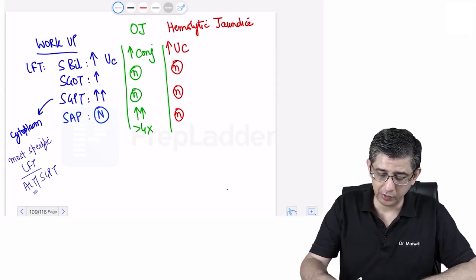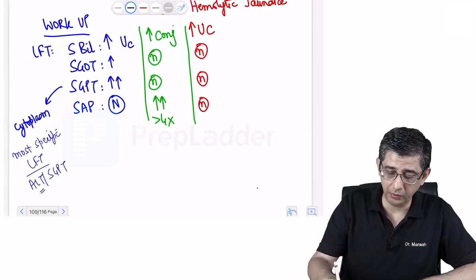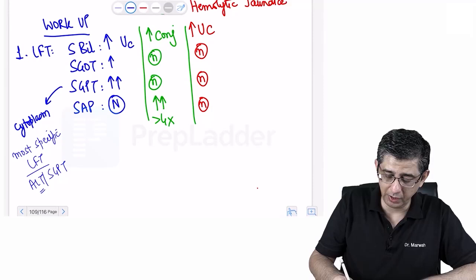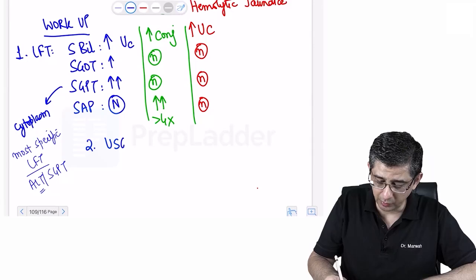Now, since the LFT of this patient shows a derangement in the fashion that I have highlighted before you, we will be performing an ultrasound next. And let's look at the ultrasound report of this patient. I will also be asking the radiologist to look for free fluid in the abdomen. So this is what the ultrasound report said.